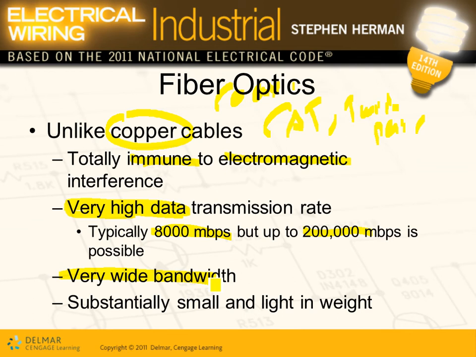Okay, substantially smaller and lighter in weight. That's another advantage compared to copper. They're small and light. Adam, when it comes to designing a building, light and small becomes a big deal. Why? Imagine a high-rise, right? Do you really want more weight than you need to? So less weight, smaller things tend to have better advantage than bigger, bulkier things.